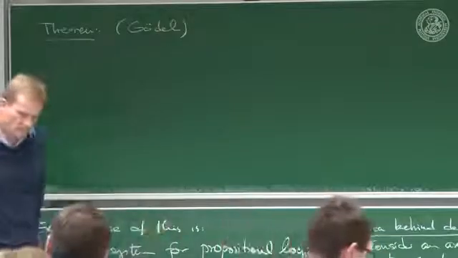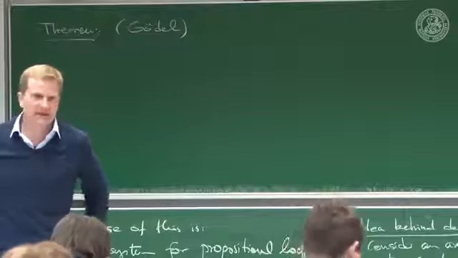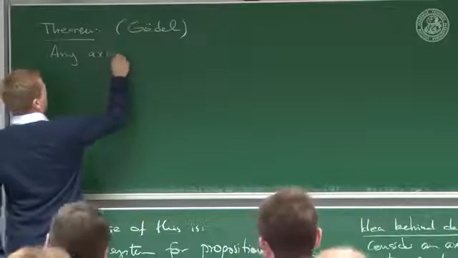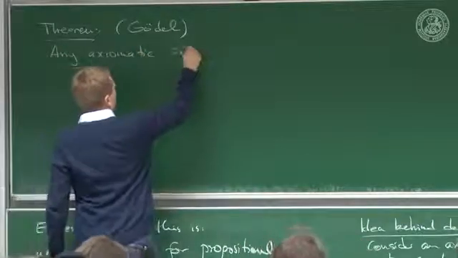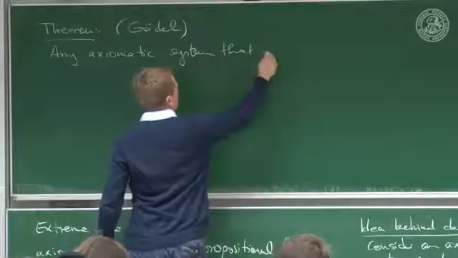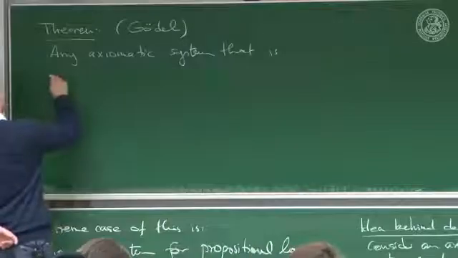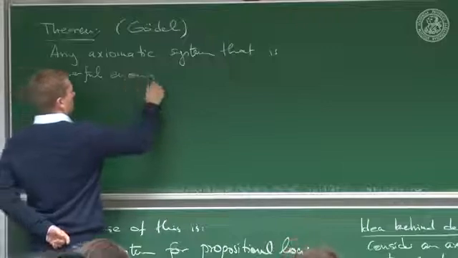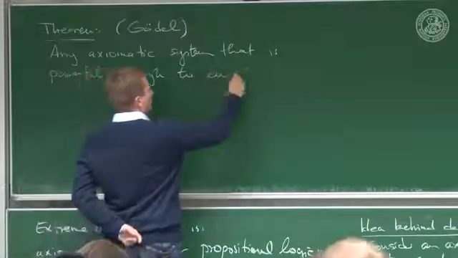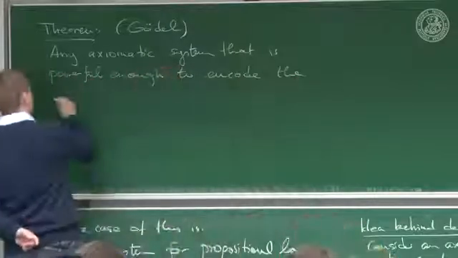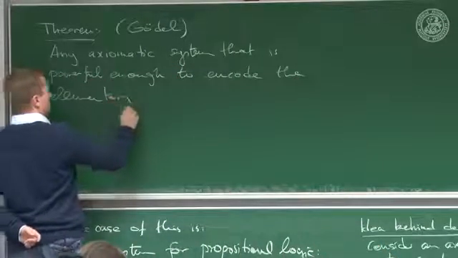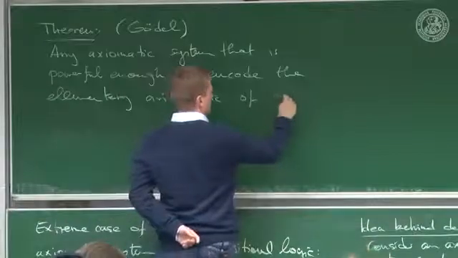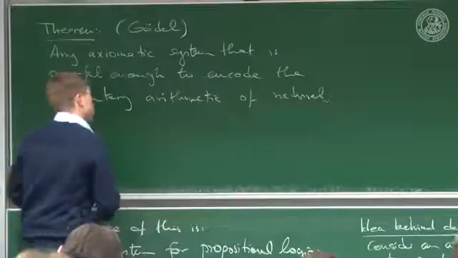It's Gödel. And it roughly, not being technical, goes as follows. Any axiomatic system that is powerful enough to encode the elementary arithmetic of natural numbers, which are the positive integers.